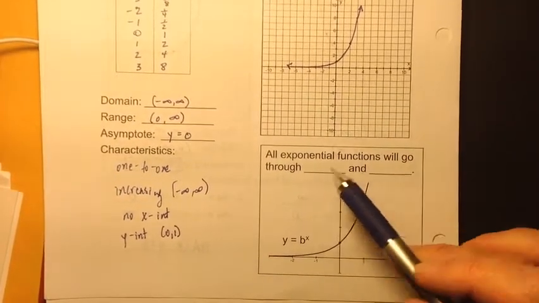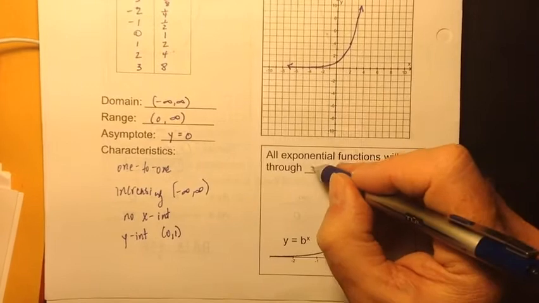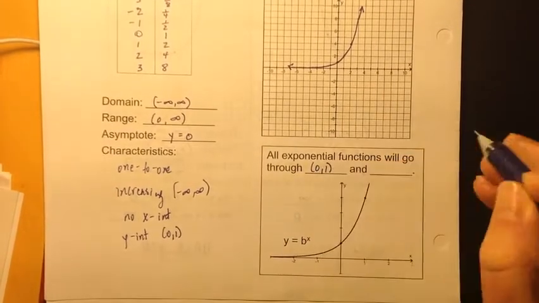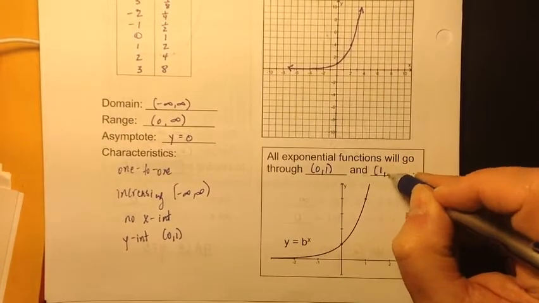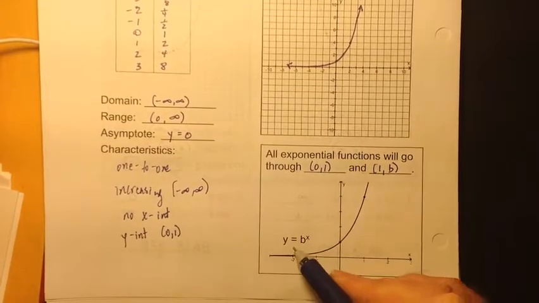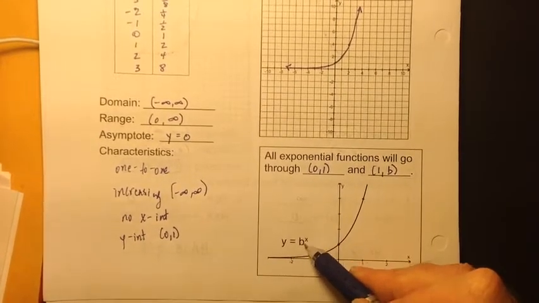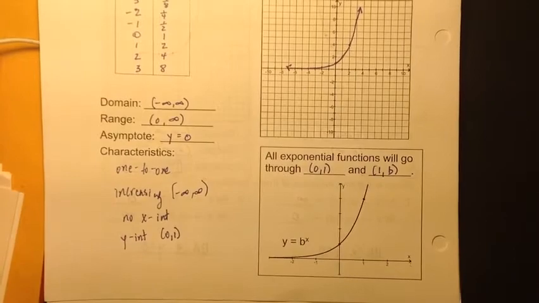And that leads us right into this box right here. All exponential functions will go through 2 points. They'll all go through 0, 1. And they'll all go through the point 1, b, whatever b is. If y equals b to the x, if I put in a 1 for x, I get b.